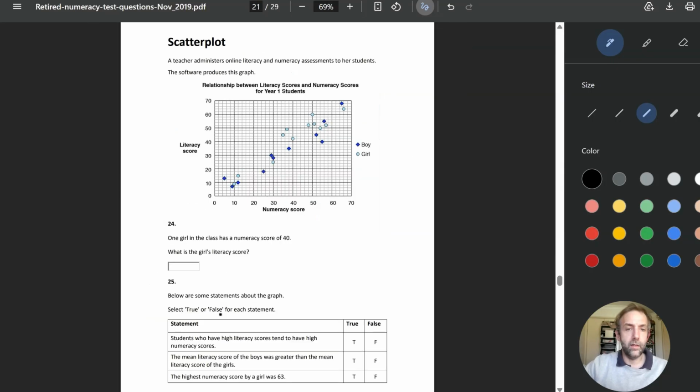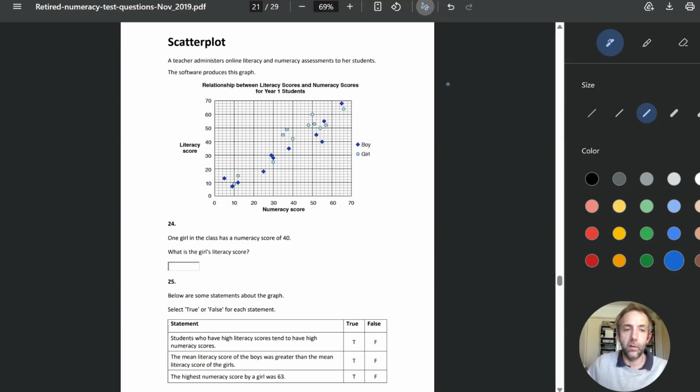Last but not least for this section, we've got a scatter plot. So a teacher administers an online literacy and numeracy assessment to her students. You could think of this as similar to NAPLAN, which comes to my mind straight away. She's maybe preparing them for that.